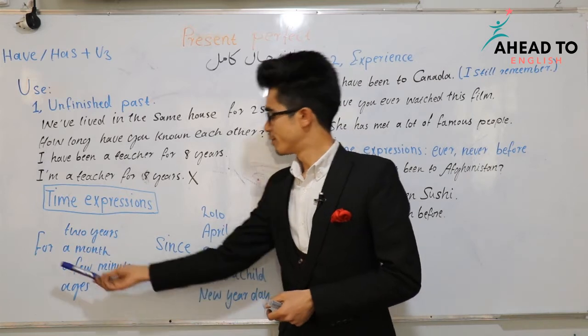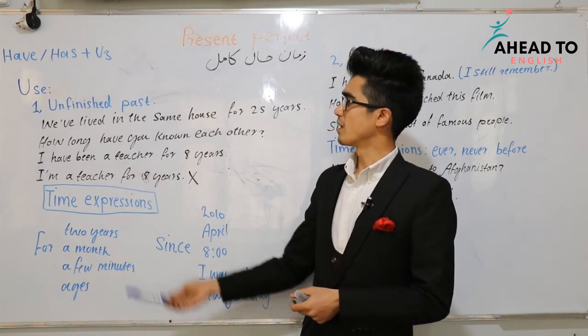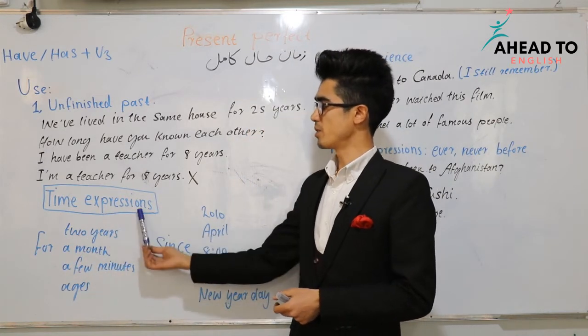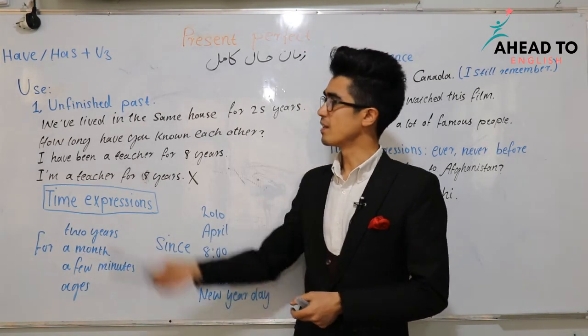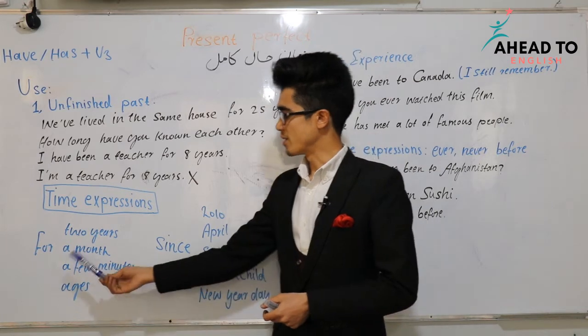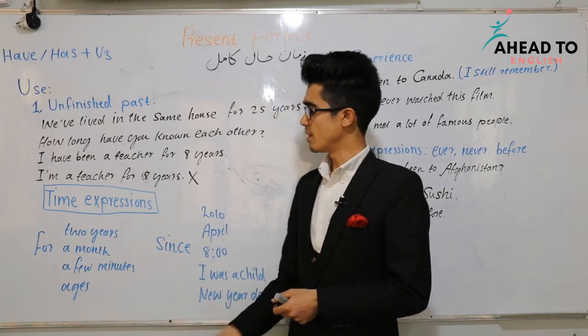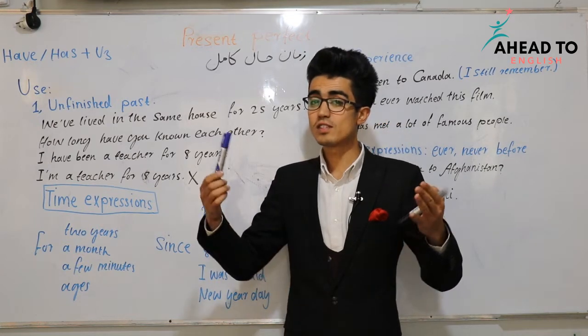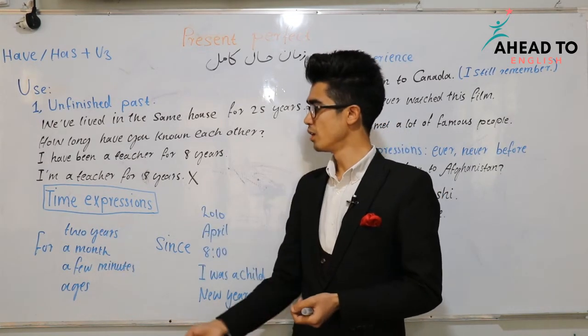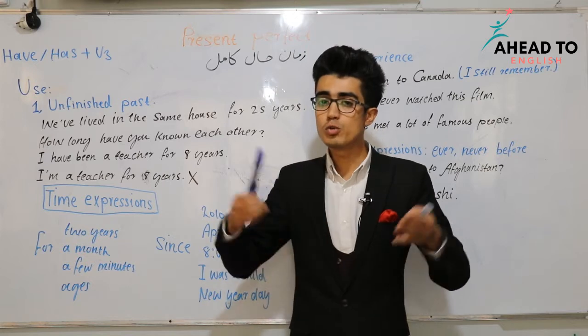We use for and since in this use. The time expressions for and since are more common in this usage. For example, for 2 years, for a month, for a few minutes, for ages. For example, I haven't seen you for a month, or I haven't seen you for 2 years.